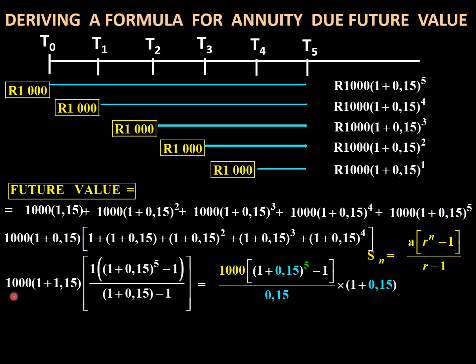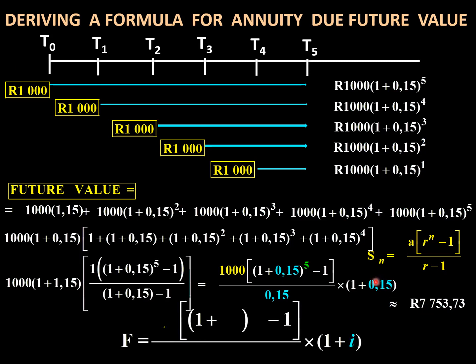So instead of putting the 1,000 here, I put the 1,000 there, and this factor, 1 plus 0,15, I just put at the end. And now we can generalize. If we do calculate it, you can see that the future value, where we put the payment at the beginning, is going to be a different value.